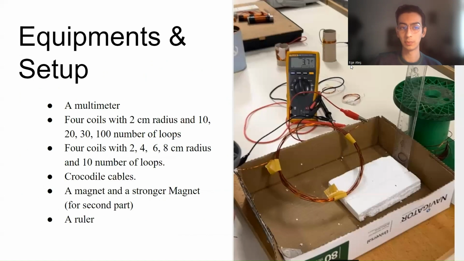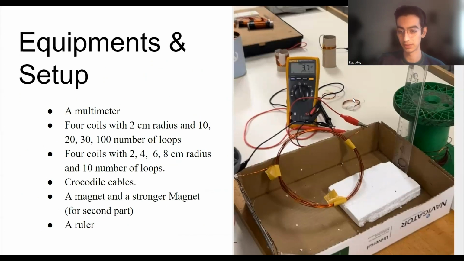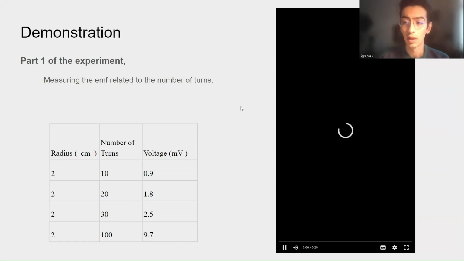The setup of my experiment is relatively simple. Here you can see my equipment: a multimeter, foil coils with 2 centimeter radiuses and 10, 20, 30, and 100 numbers of loops. I also need 4 coils with 2, 4, 6, 7 centimeter radiuses and 10 loops. We also need crocodile cables to connect the coils to the multimeter, a magnet and a stronger magnet for the second part, and also a ruler here.